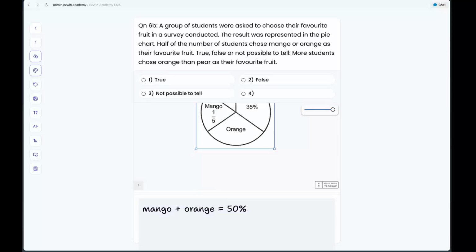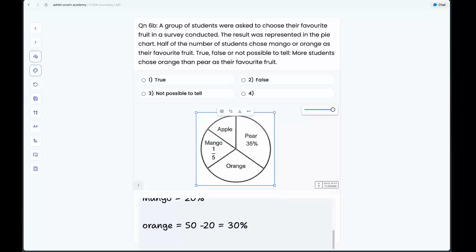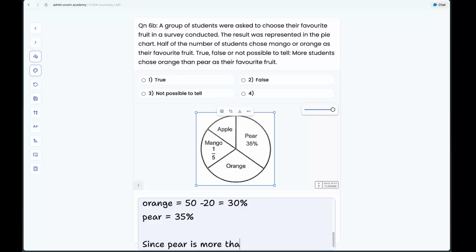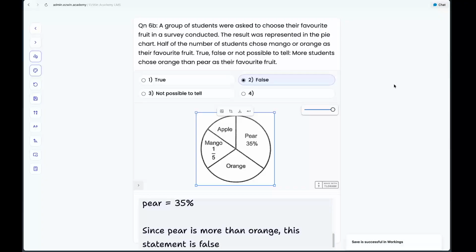So mango says here is 1/5. So what is 1/5 in terms of percentage? That means 1/5 is basically 20%, or 1/5 times 100%, which is 20%. So that means for mango, it is 20%. So since we know mango is 20%, that means we can calculate orange, which is basically 50 minus 20, which is 30%. And we know from the pie chart that pear is 35%. Okay, since pear is more than orange, this statement is false. In this case over here.